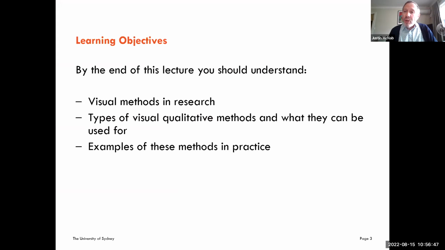So some learning objectives for these lectures. Hopefully by the end of these lectures, you will understand what visual methods in research are and qualitative research. You will know some types of visual qualitative methods that we can use for health research. Sorry, that should say health research there. And I'll give you some examples of these methods in practice as well.